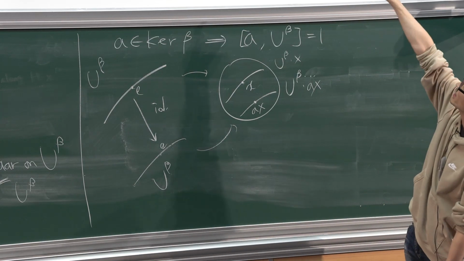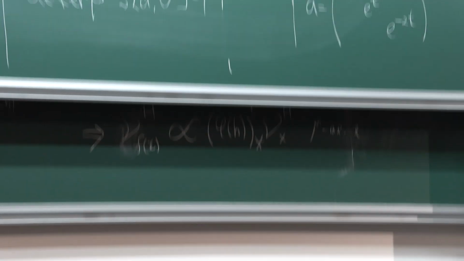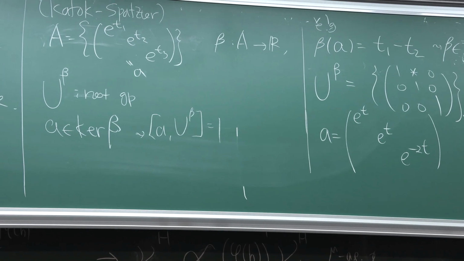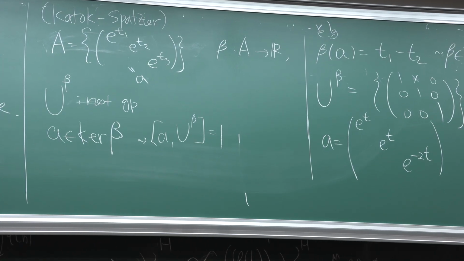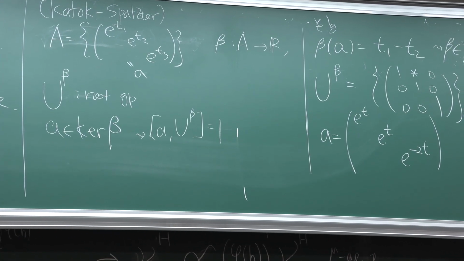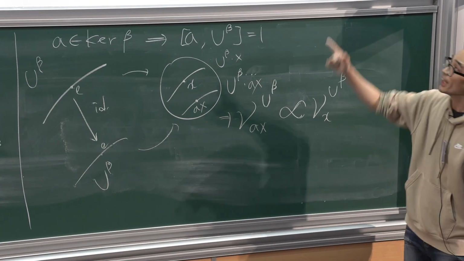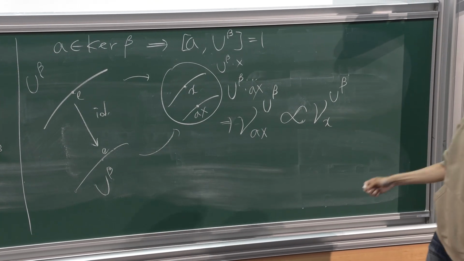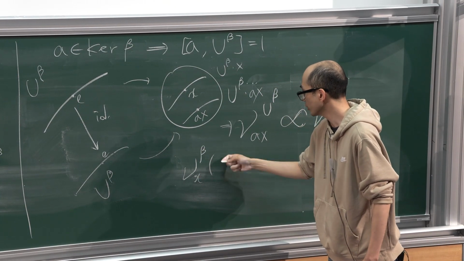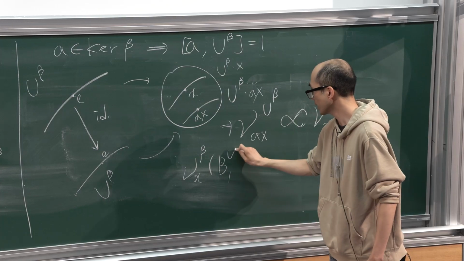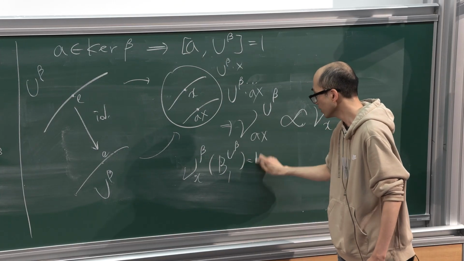And if you remember the second part, what does this mean? This means that nu of A of x U beta is proportional to the nu of x and U beta. Right? But now I have a normalization. I think I erased it. But now I have a normalization that the Borel of radius 1 in U beta is 1.